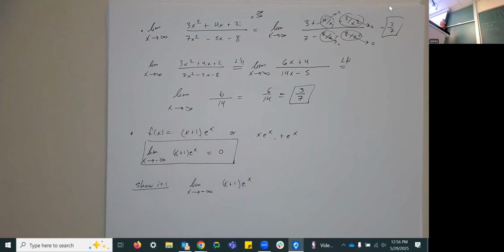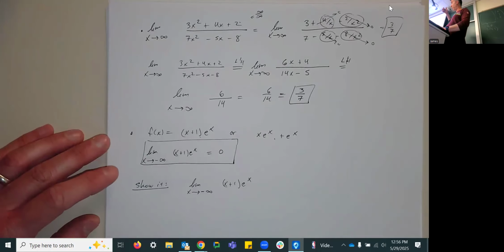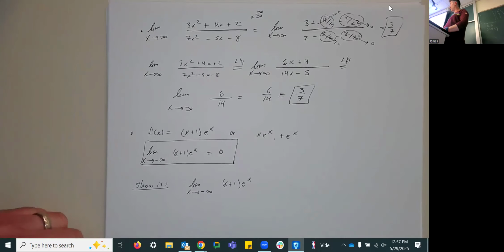So before I can even think about using L'Hopital's rule, I have to rewrite it in a way so that I can use L'Hopital's rule. I have to write it as a fraction. Typically, that means bringing one of the two terms to the denominator as its reciprocal. There's almost always a better choice.